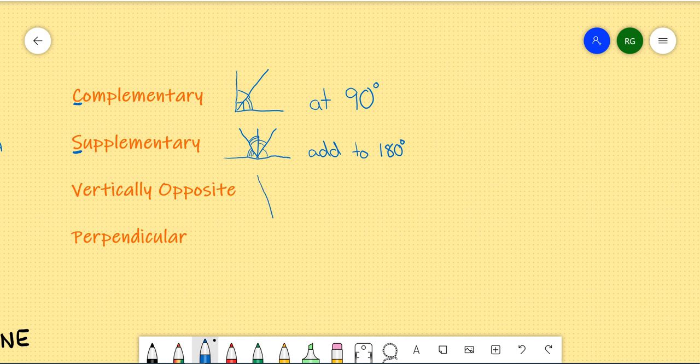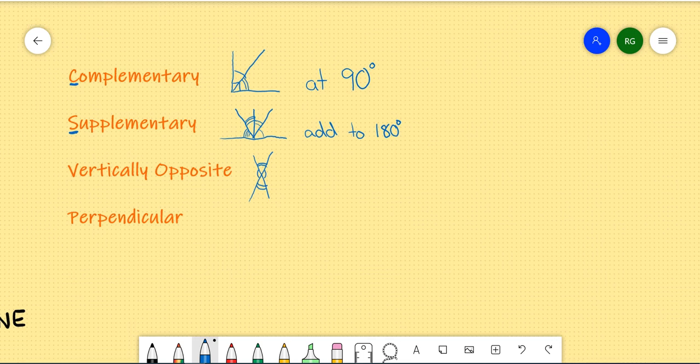Vertically opposite angles, when you have 2 angles like that, they're both straight lines. This angle and this angle are matching. Likewise, this angle and this angle are matching. So it has to have 2 straight lines that cross over in the shape of an X. And finally, perpendicular are when we have an angle at 90 degrees to a flat, a bit like how a wall is at 90 degrees to the floor. So at 90 degrees.